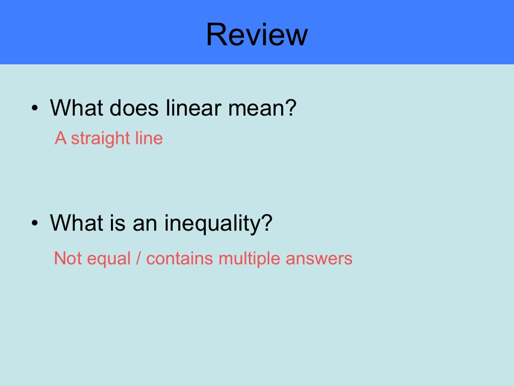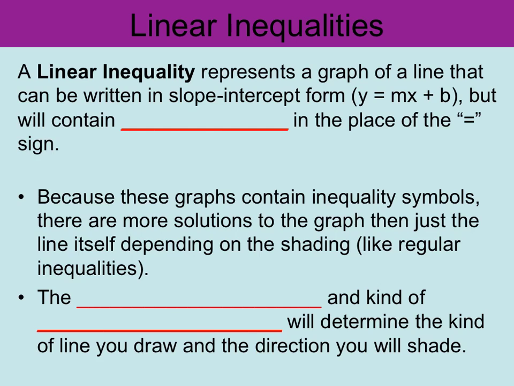Just like when we solved regular ones on a number line, the same is going to be true when we do linear inequalities. So a linear inequality represents a graph of a line that can be written in slope-intercept form, which is y equals mx plus b, but will contain an inequality sign in place of the equal sign, since we're dealing with inequalities instead of linear equations. Because these graphs contain inequality symbols, there are more solutions to the graph than just the line itself, depending on the shading, just like with regular inequalities. So with linear inequalities, the direction of the inequality sign and the kind of sign will determine the kind of line you draw and the direction that you will shade.